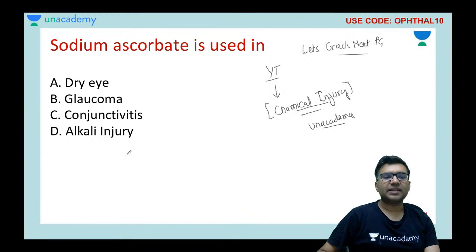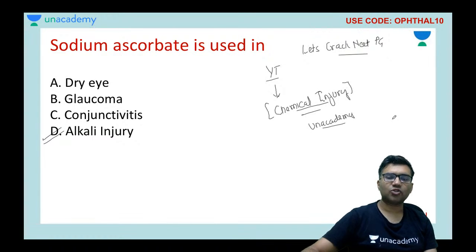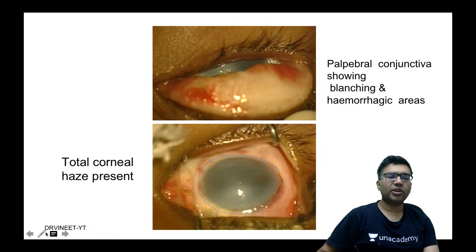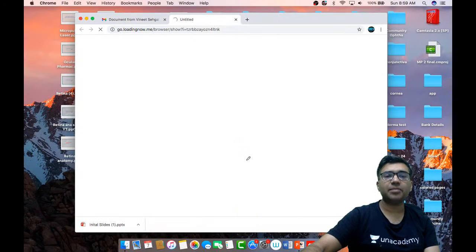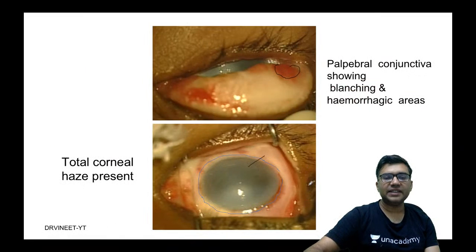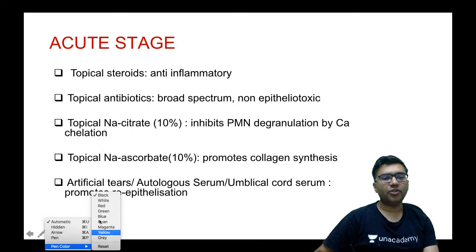Okay, so the answer here is D, that is alkali injury. So sodium ascorbate is usually used in alkali injury. There are two very important points you have to see in a patient suffering from alkali injury: there is a blanching of the conjunctiva and a few hemorrhages also. Also you have a total corneal edema, and the patient may be suffering from dry eyes also. These are very important signs of chemical injury. What is the treatment?